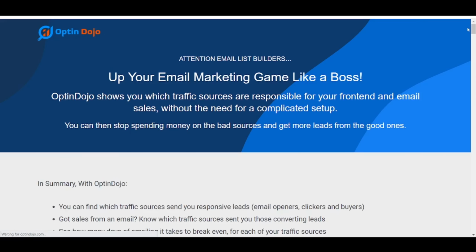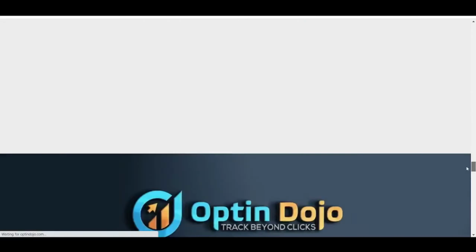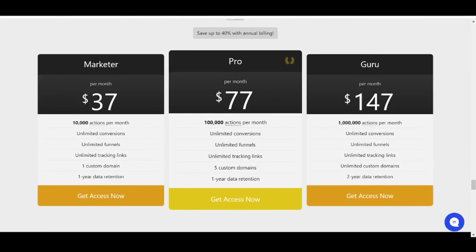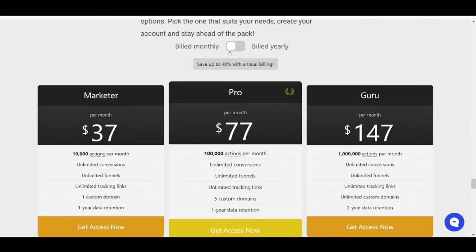Now, if you do not have the budget for $100,000, then that is where you need even more this third-party tracking software, which is called Optin Dojo. All right? All you need to do is scroll down all the way to the minimum, and from here you will see these 3 different price points. Just go for the minimum $37 per month. All right, and this is on a monthly basis. If you have the budget to go for yearly, it works out to be about $27 per month, but billed annually. All right, guys.